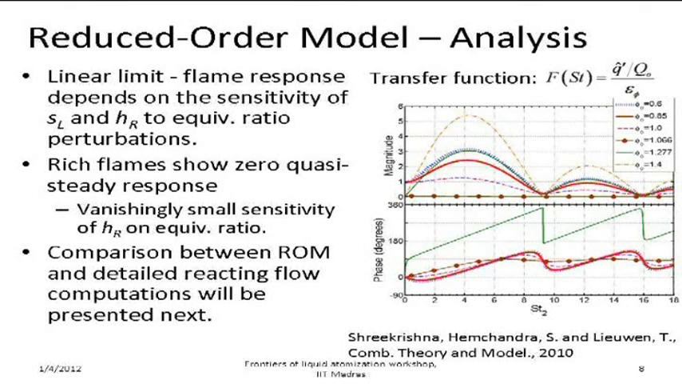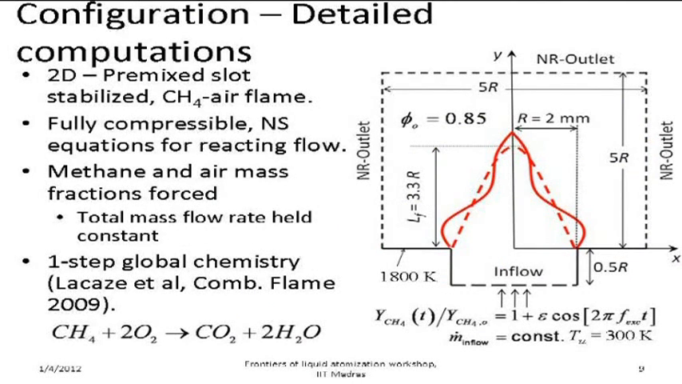But what wasn't done back then was comparing this with some kind of detailed simulation to see how well this model can actually do quantitatively. So in order to do that, I've done a simulation of a 2D premixed methane air flame, whose inlet methane mass fraction is harmonically forced. And I keep the total mass flow rate constant.